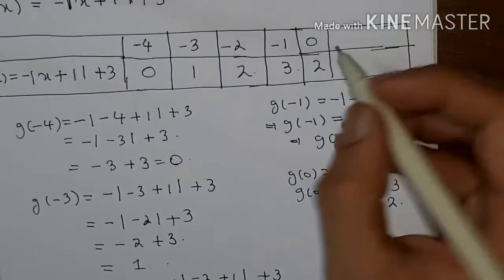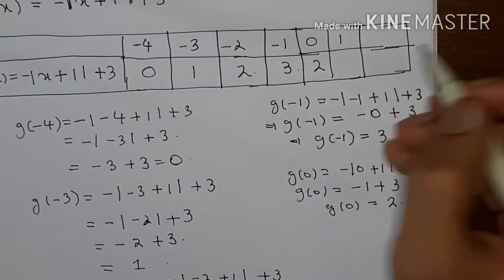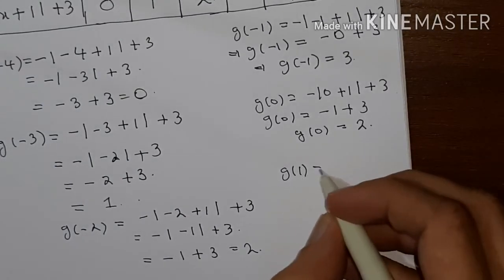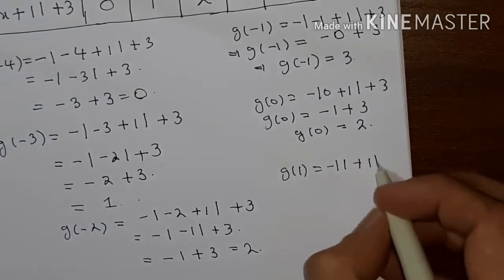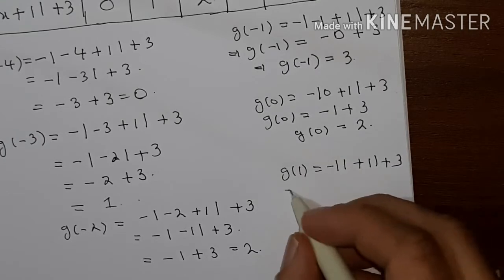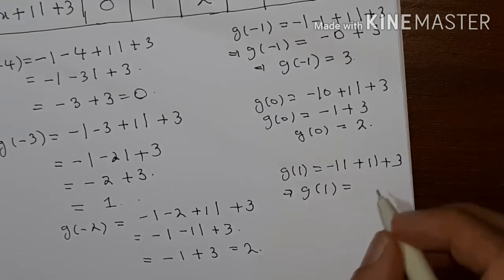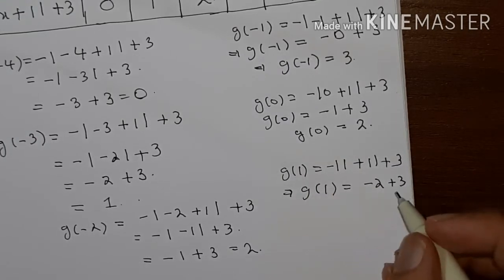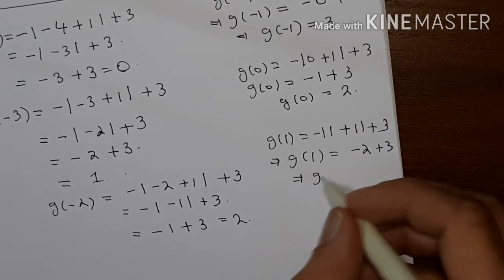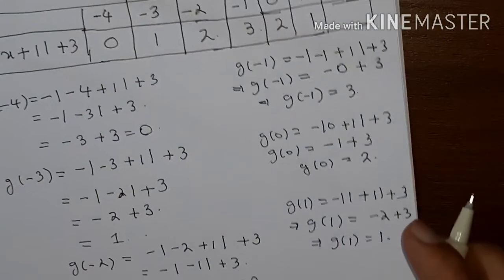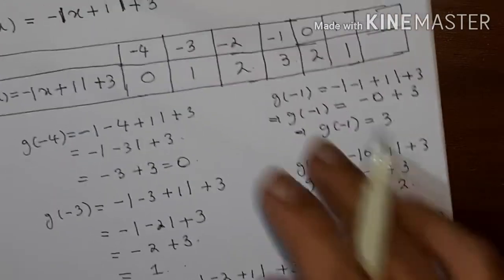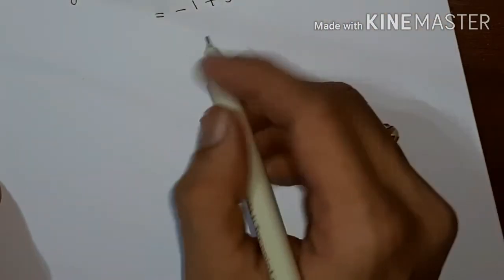Okay, and one last value we can take is 1 here. So g of 1 is what? Minus of modulus of 1 plus 1, plus 3. Okay, so g of 1 is minus 2 plus 3, right? And g of 1 is 1. So 1 you will get, right? These are the values you get. Okay, now let us plot the graph and see what you get.